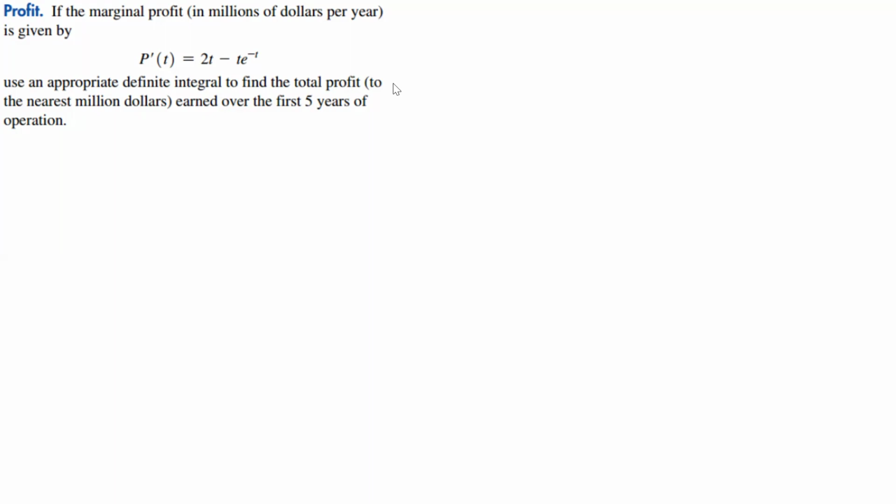All right, well, I think what I'm going to do is go from the first 5 years, so that's going to be 0 to 5. That's going to be my limits of the integral. And then I'm just going to plug in this piece here. So that's going to be 2t minus t e to the minus t, and then I'll have dt.